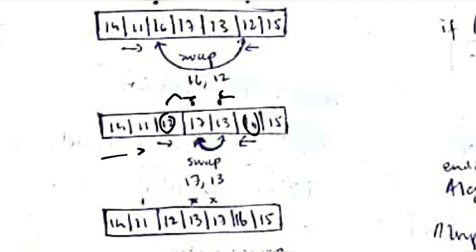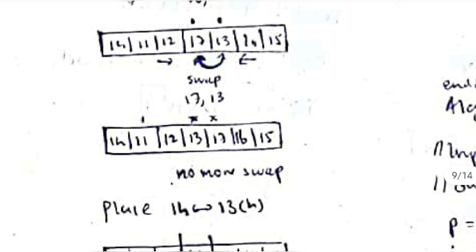It should be greater than 14, which is 17. It's true. And from the right, it should be less than 14, which is 13. It's true. So at that time, we'll swap both these values, and then we'll have the values 13 and 17 here. After that, we can't swap anymore, because we were decreasing from here and increasing from here.